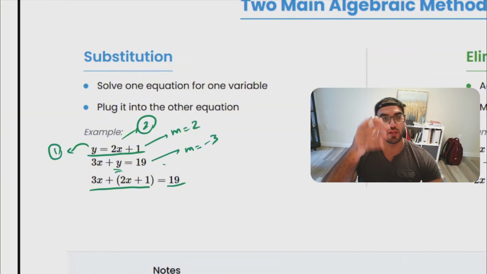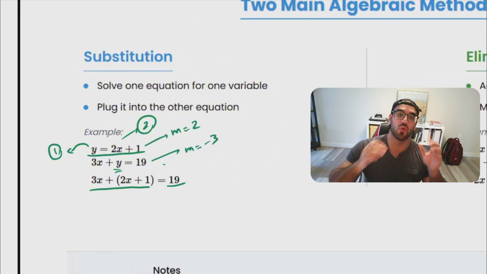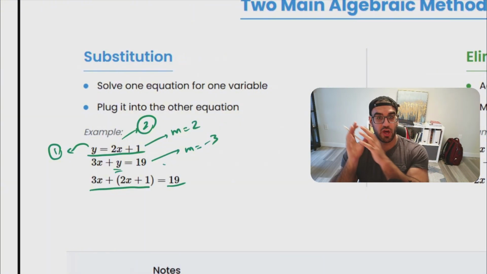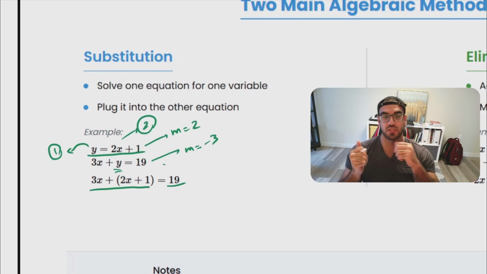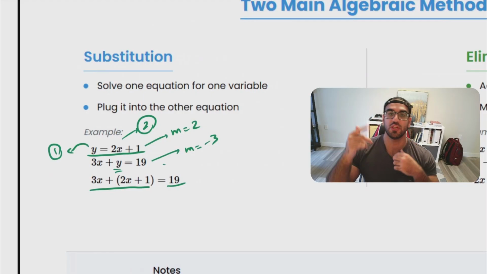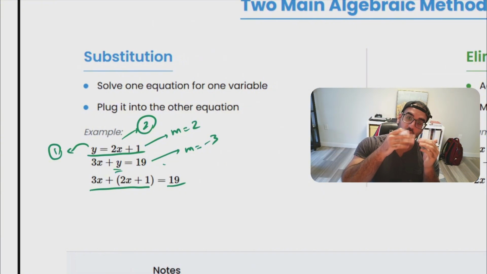I just found out that I can write down y based on another thing, based on my previous information. y is 2x plus 1, so 3x plus y, which right now is 2x plus 1, equals 19. Solve this equation and you will find the x. Am I done? Obviously not, because I have to put this x inside one of these equations.